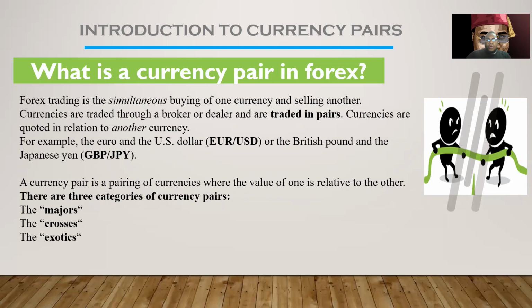So currencies are quoted in relation to another currency. So you will say, for example, the euro and US dollar, or the British pound and Japanese yen. So the euro is EUR, then the US dollar is USD. Then the British pound is GBP, and Japanese yen is JPY. So these are countries' currencies that you are buying. And they can be classified in categories, which are the majors, the crosses, and the exotics.